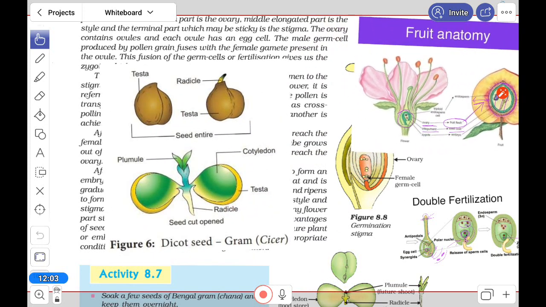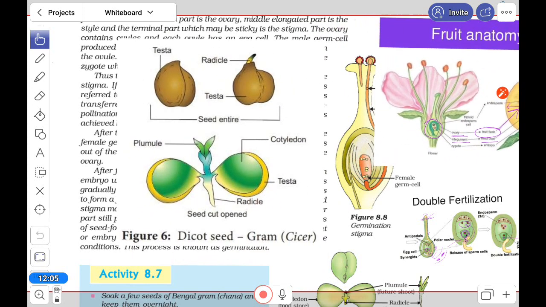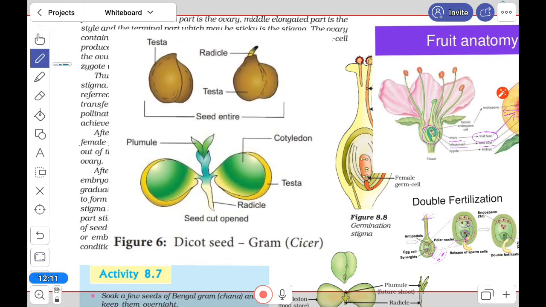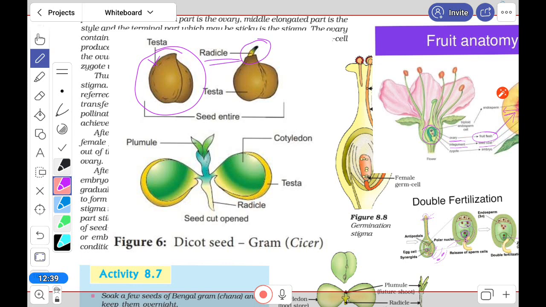Now if we see the structure of the seed, which is the next part, look at here. This is the seed. The outer covering is called testa, and inside, another covering is there, which is not given here, called tegmen. Okay, so this is the gram seed, I think you can all understand. If you soak it and keep it 1 or 2 days, then something white comes out, which is called the radicle.